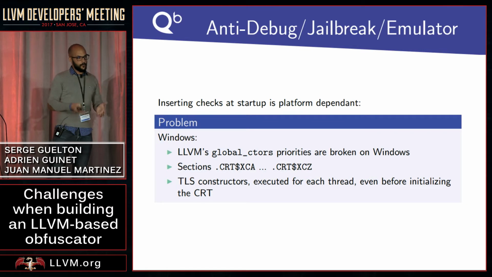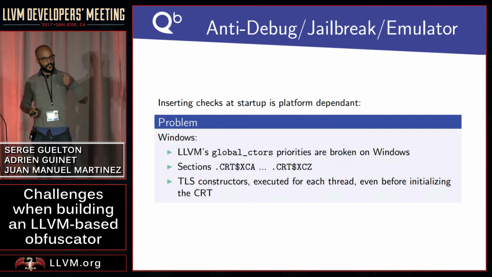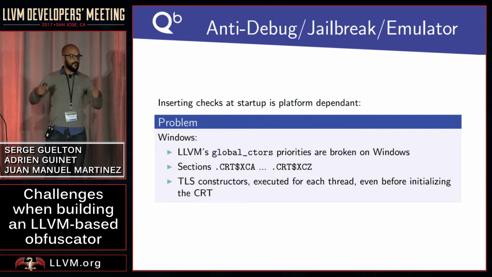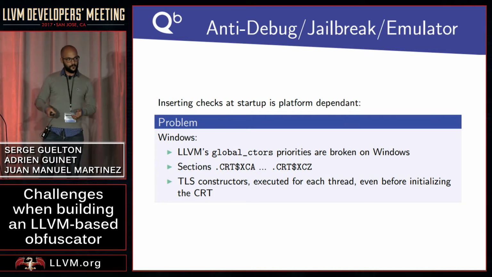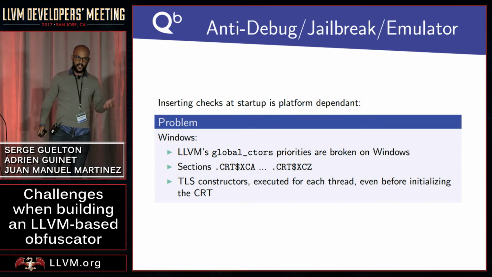But still there is a small problem. On Windows, you have the TLS constructors that are executed even before all the functions in these sections. So for that, we had to make a horrible hack to be able to execute or start up functions in the TLS constructors.